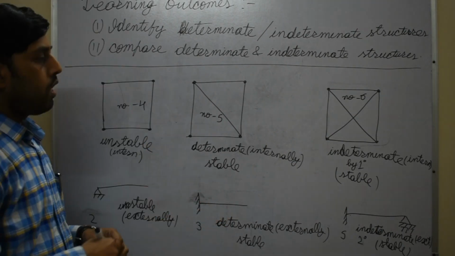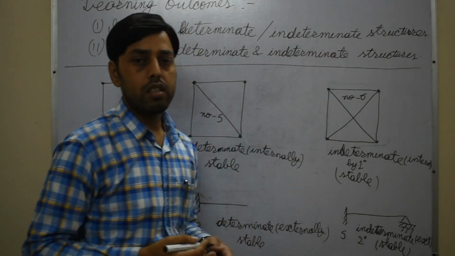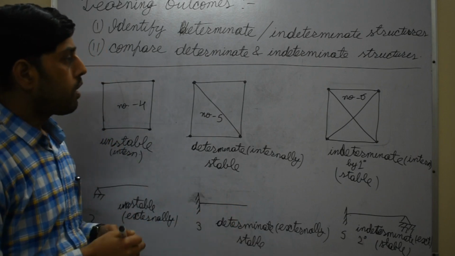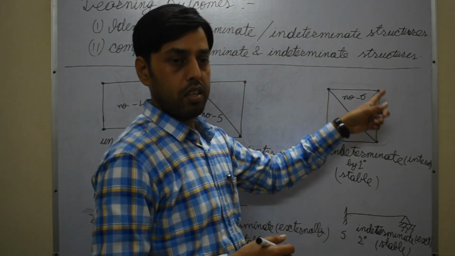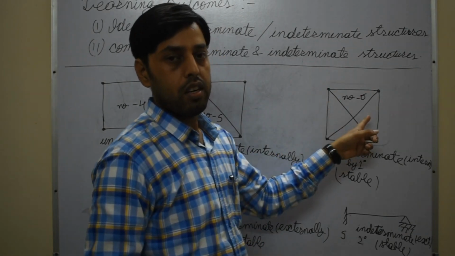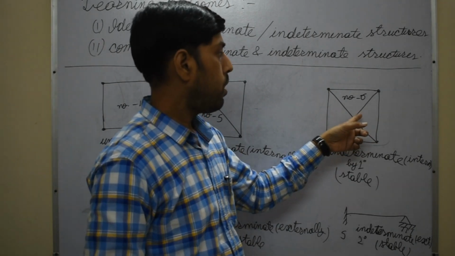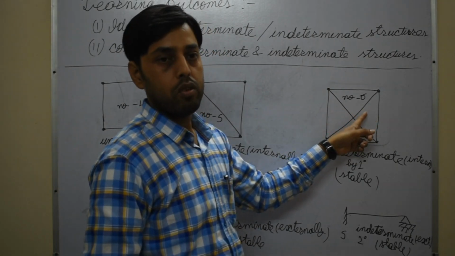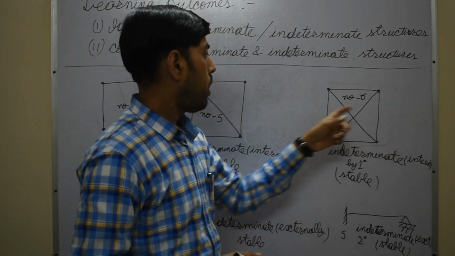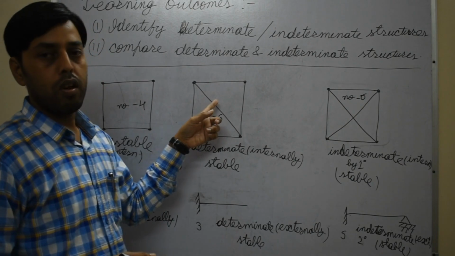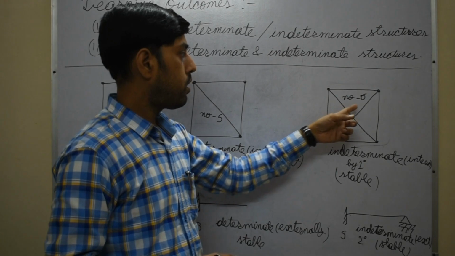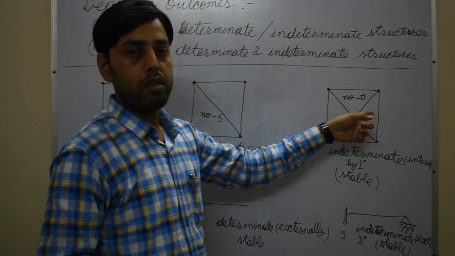Now, if we would like to compare the strength of determinate versus indeterminate structures, we can say that in order to break this indeterminate structure, means if we want to make this structure unstable, we need to break 2 members. So we need to put extra effort to make this type of structure unstable. And in this case, we have to break only 1 member to make it unstable. So definitely this structure is more stable, means stronger.